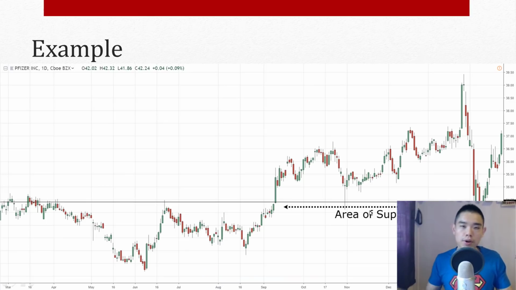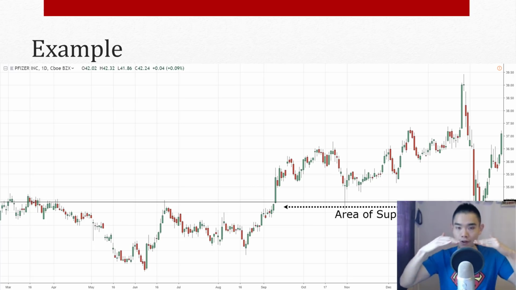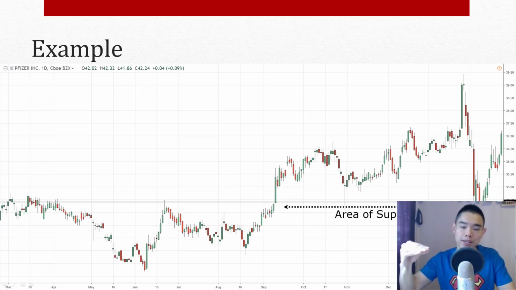So support, you can think of as a floor, where the price has difficulty going under. I want you to think of this floor as a wooden floor. It can provide some support to push the price higher, but it's made of wood, so wood can also break. Don't think that just because the price is coming to an area of support, it will definitely bounce. Wood can break. It's not titanium, it's not metal. That is how I want you to think of support.